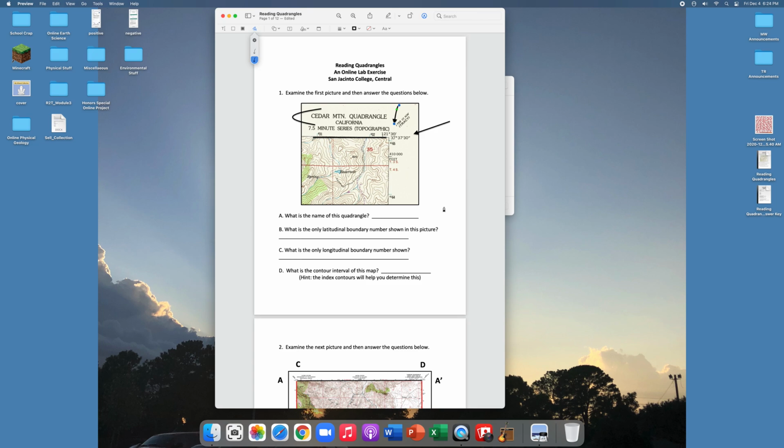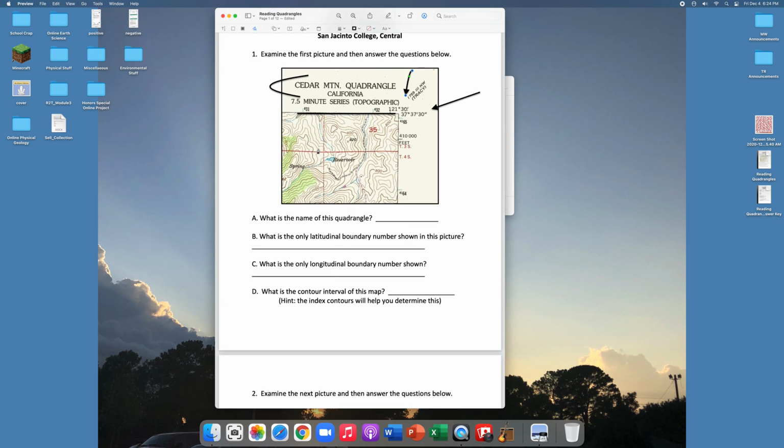And then what is the contour interval? To figure that out, you probably have to zoom in. I'm going to try to zoom in a little bit. So here's the 800 line here, and this is 1,000 here. So that's 800, and there's 1,000, and there's 5 contour lines between them. So that must mean that the contour interval is 40 feet.